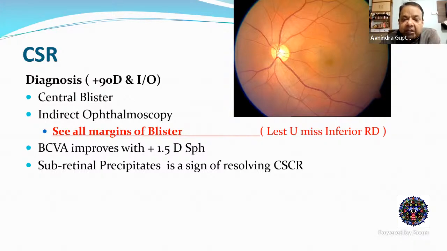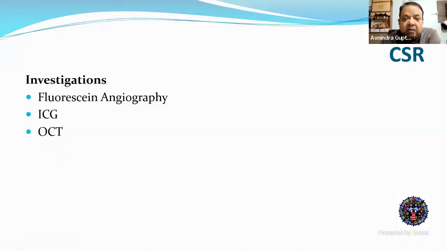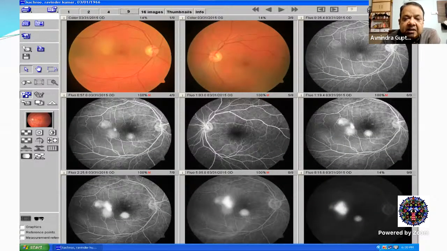BCVA improves with plus 1.5 diopter spherical, that is the hallmark of central serous retinopathy, meaning there is not a total loss of vision as in retinal detachment. If you see these yellow dots here, these dots are subretinal precipitates and are a sign of central serous chorioretinopathy. If patient comes with these complaints, patient is usually subjected to OCT, then fluorescein angiography, and ICG is mainly for diagnostic research purpose.